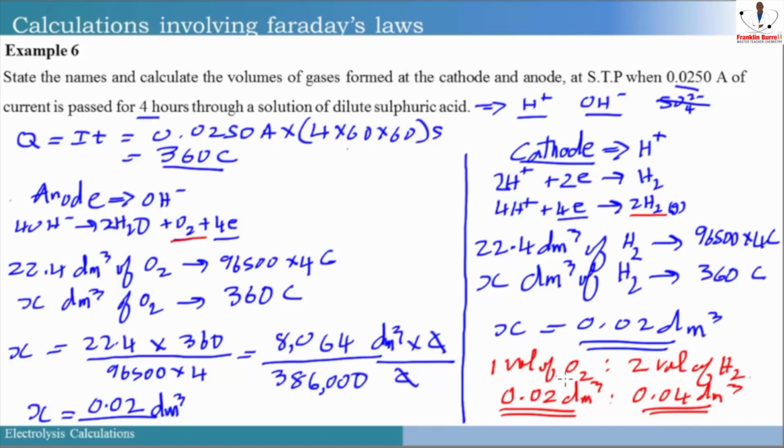And the reason for that is because 1 volume of O2 is produced to every 2 volumes of hydrogen. So you must have more effervescence at the cathode than at the anode. This concludes our lesson in electrolysis and calculations involving Faraday's laws.